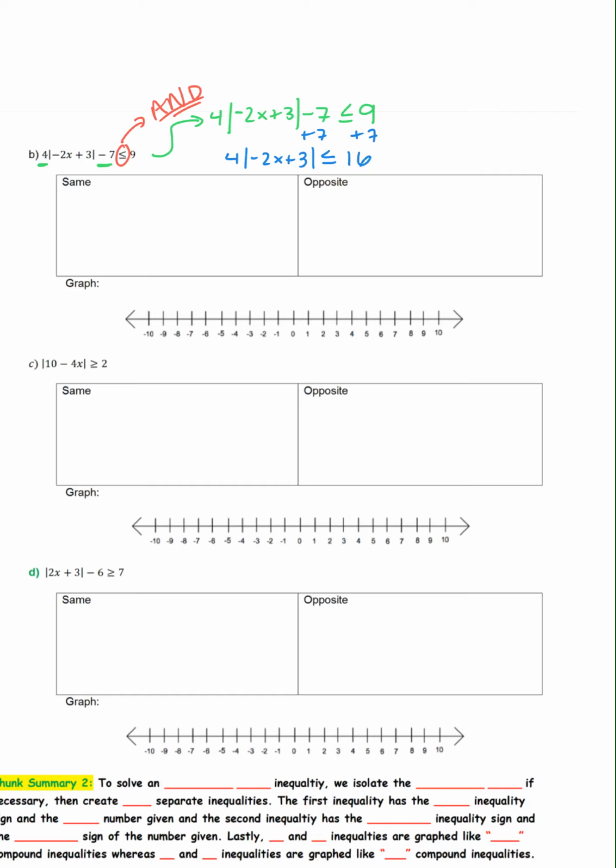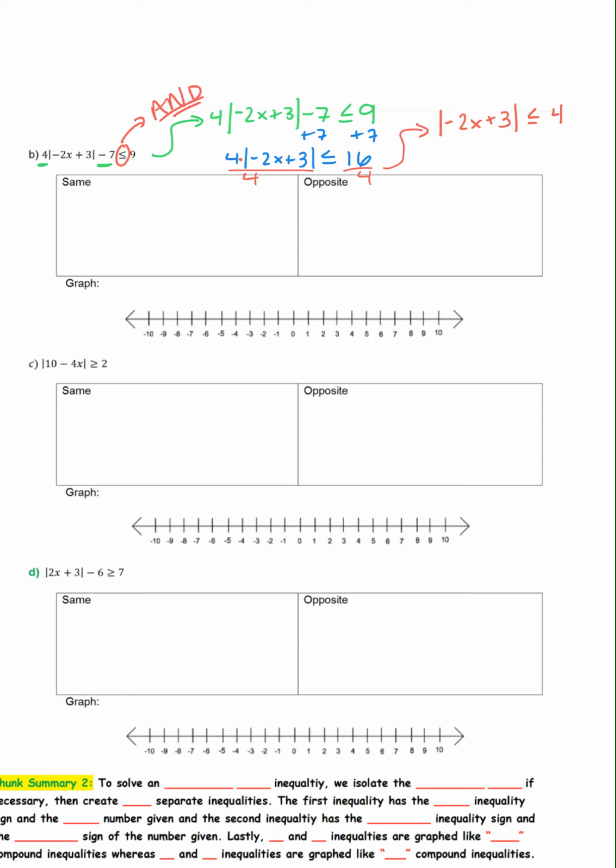Then I'm going to get rid of the 4. This means 4 times. Remember, we never distribute over the absolute value. Never, ever, ever. So instead of distributing, because I'm never going to do that, I'm going to divide both sides by 4. And my new inequality that I'm going to do the rest of the problem with is absolute value of negative 2x plus 3 is less than or equal to 4.